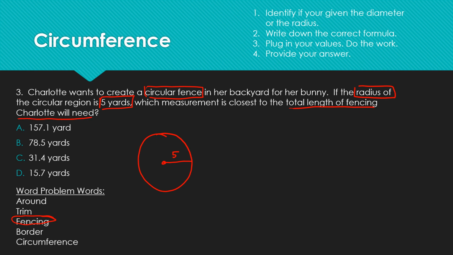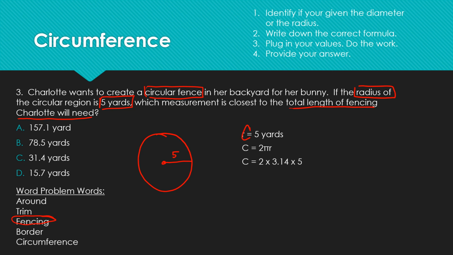Alright, so remember, fencing goes around the backyard, okay? And we're talking about the bunny, so we need to fence it in all the way around. Remember, circumference equals, alright, sorry, the radius is 5, and our circumference equals 2 times pi times radius is the formula that we're going to use. Circumference equals 2 times 3.14 times 5.